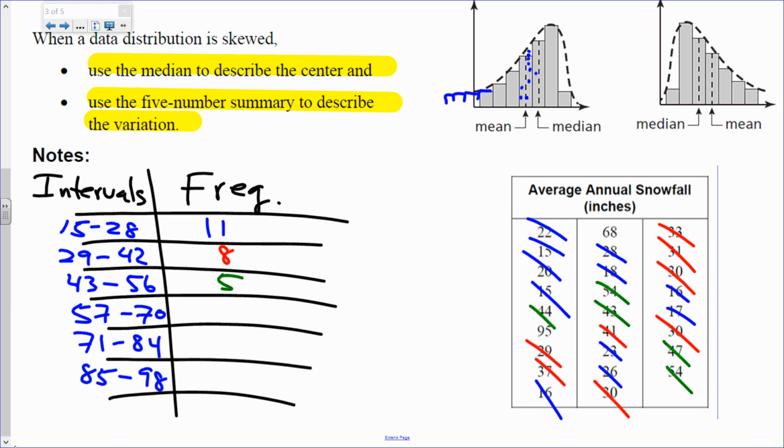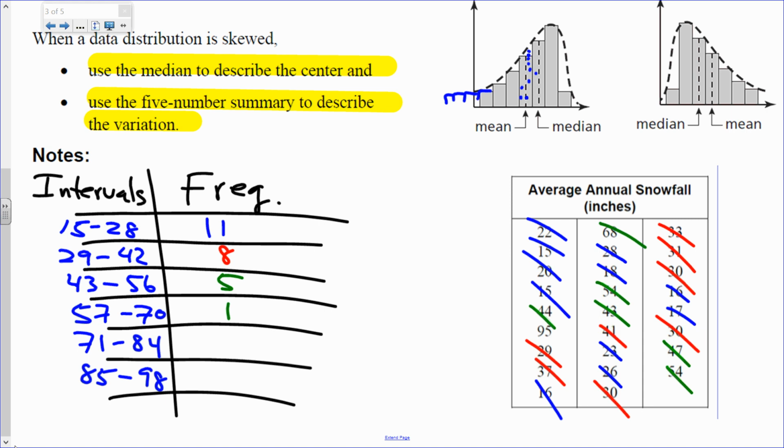Questions so far? 57 to 70, let's see. I want to say there is 1 there. These bars are starting to get small now. They went from big, smaller, smaller. So is that going to be symmetric or skewed? You can already envision it's going to be a skewed histogram. Would it be skewed to the left or right? Think about it right now.